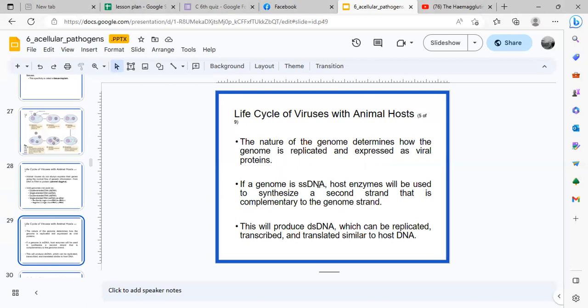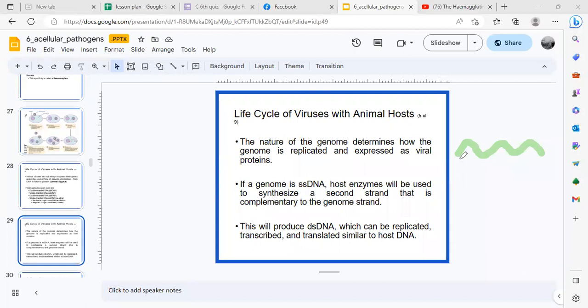So pag single-stranded DNA, okay, so let's just for the sake of ito na lang para maganda yung itsura. So let's say you have, kailangan medyo wavy. Ayan. So you have single-stranded DNA.